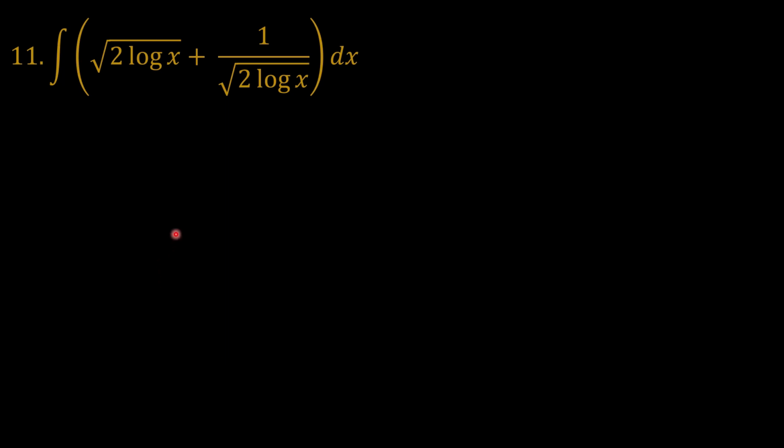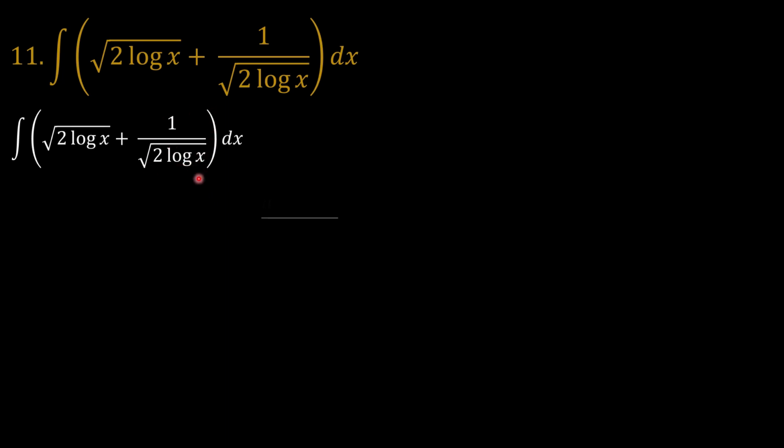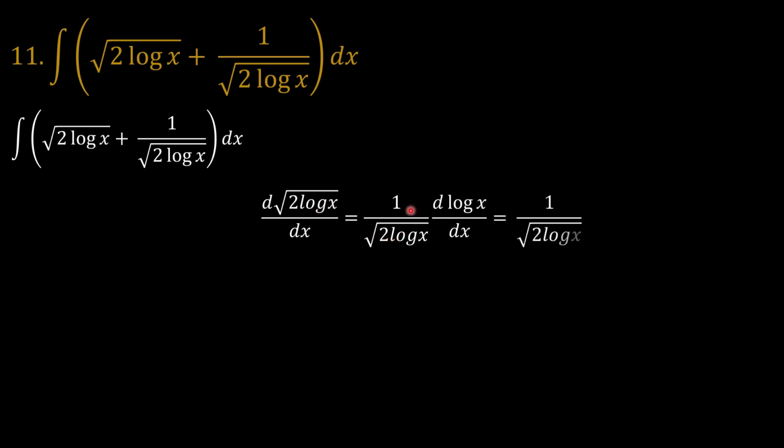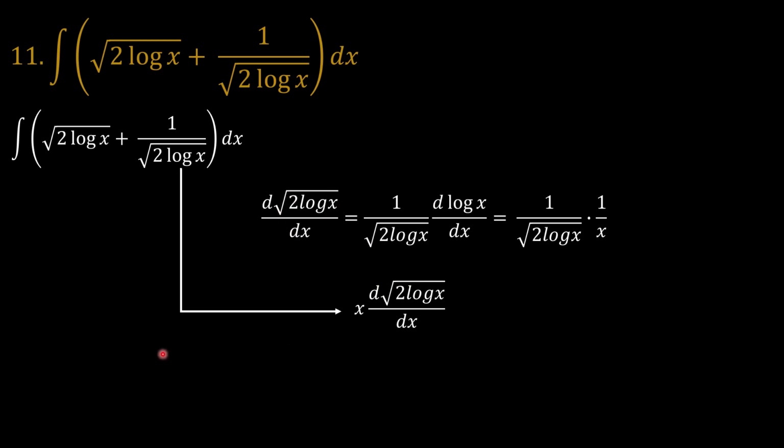Solution for problem 11, which is the integral of the square root of 2 log x plus 1 over square root of 2 log x. The first thing that I would quickly observe is to look at this second component here. If I investigate and differentiate the square root of 2 log x, first it's 1 over 2 the square root of 2 log x times the derivative of log x, which is 1 over x. So if we look at this second component here, that is the same as x times the derivative of square root of 2 log x.